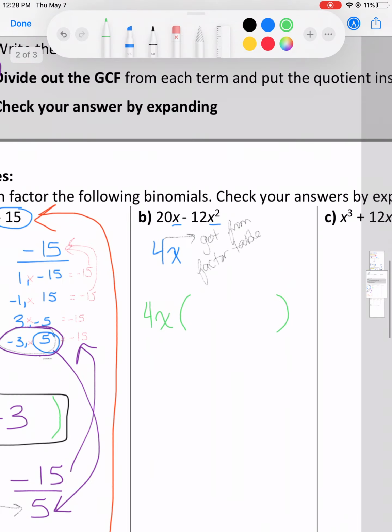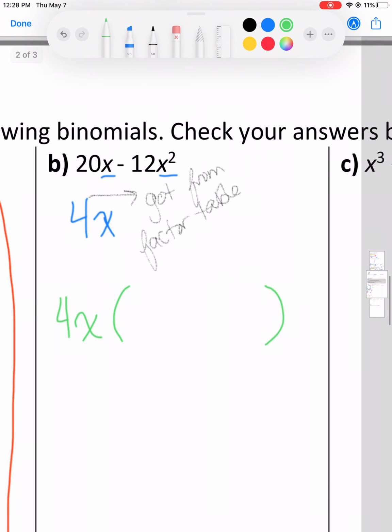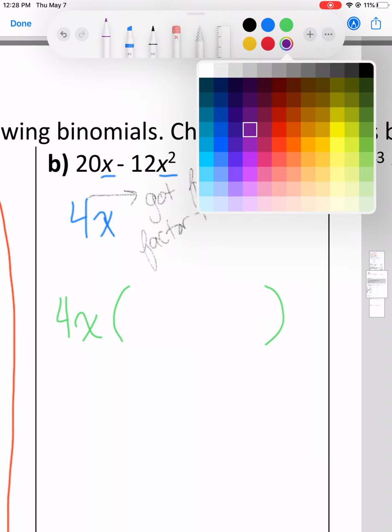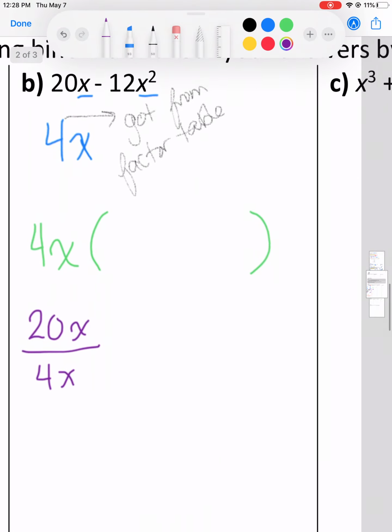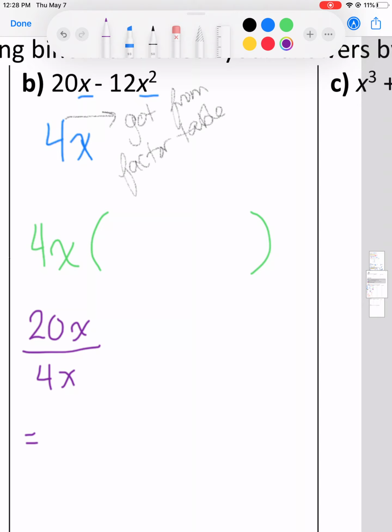Next step, divide out the greatest common factor from all the terms. So again, we've done this type of math before. I have 20x divided by 4x. We're going to do it number by number, letter by letter. What's 20 divided by 4? If you're unsure, use your calculator. If you are sure and you know it's 5, you're right. And then x crosses out with x, so it's just 5.